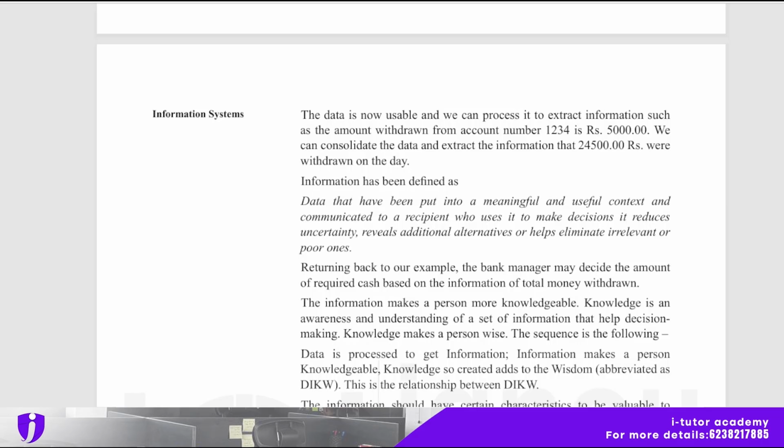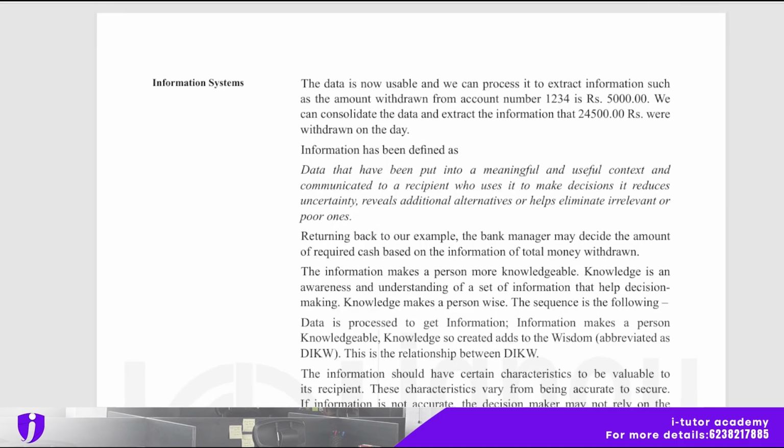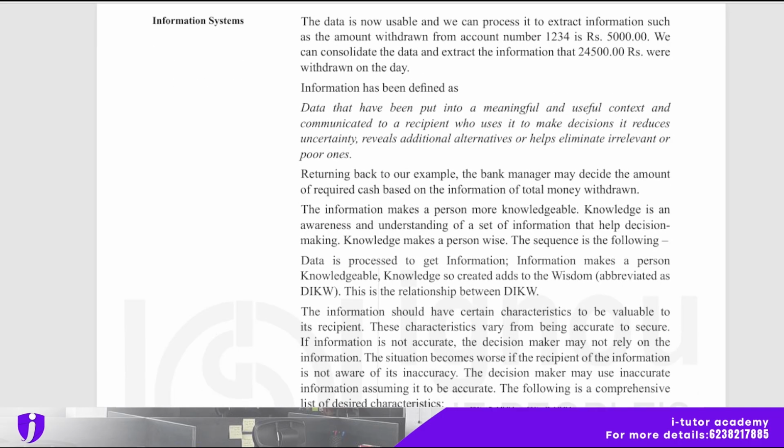It reduces uncertainty, reveals additional alternatives, or helps eliminate irrelevant or poor ones. Returning to our example, the bank manager may decide the amount of required cash based on the information of total money withdrawn. The information makes a person more knowledgeable. Knowledge is an awareness and understanding of a set of information that helps decision making. Knowledge makes a person wise.